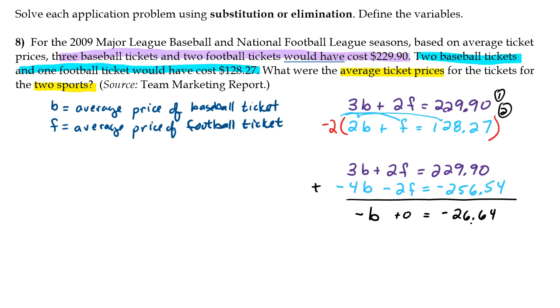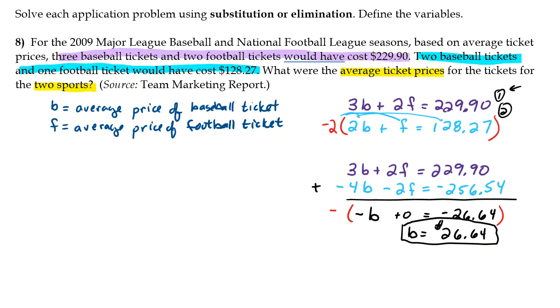-2664. So my b term is negative here. I don't want that, so I'm going to multiply both sides by -1, and we get b equals 26.64. All right, and that is one of my answers. That's how much a baseball ticket cost. Now I still need to figure out how much a football ticket costs.